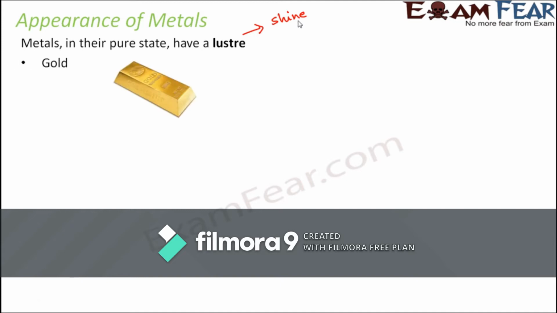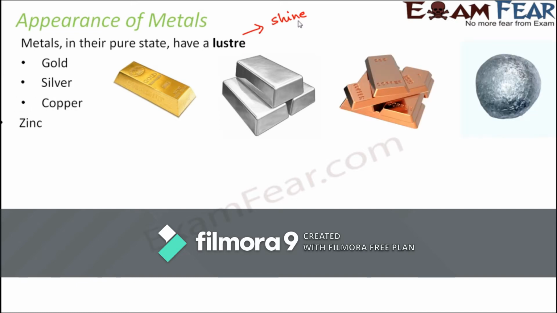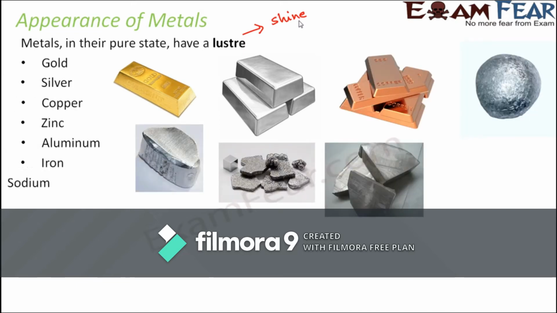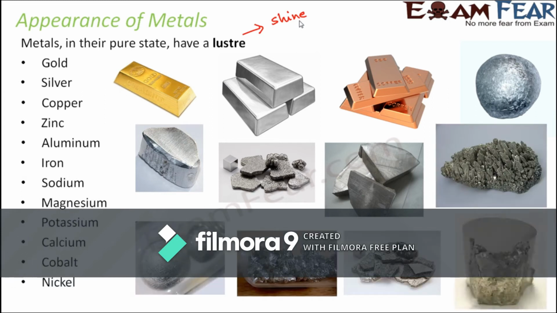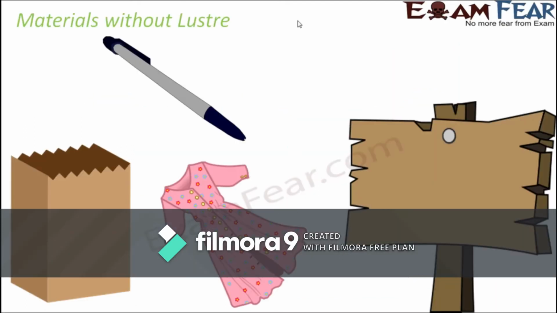So here let's look at some of the metals like gold, silver, copper, zinc, aluminium, iron, sodium, magnesium, potassium, calcium, cobalt, and nickel. These are the various metals, and just look at each of their pictures, and everywhere you see that they have their own shine. Maybe gold is more shiny when compared to iron. That's possible. But when you compare these metals with other objects, maybe with paper or with cloth, obviously their shine is more.